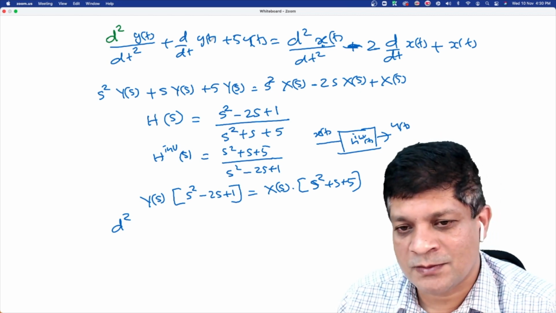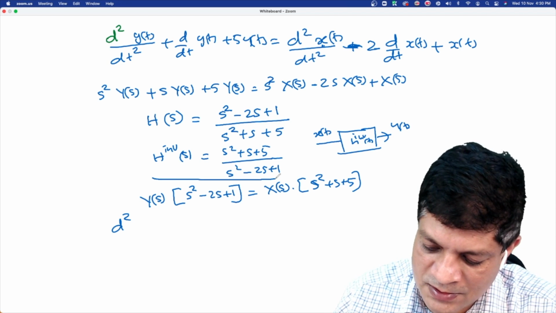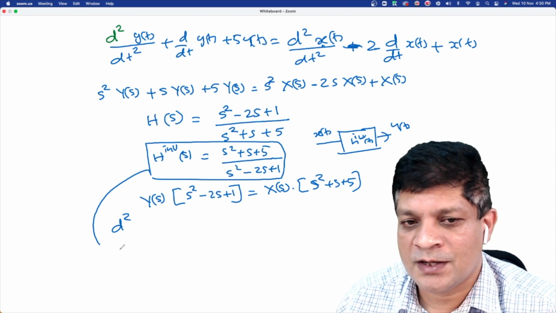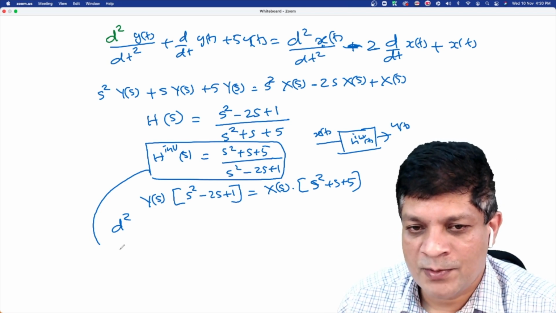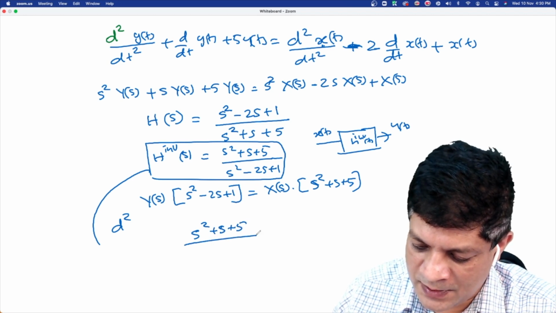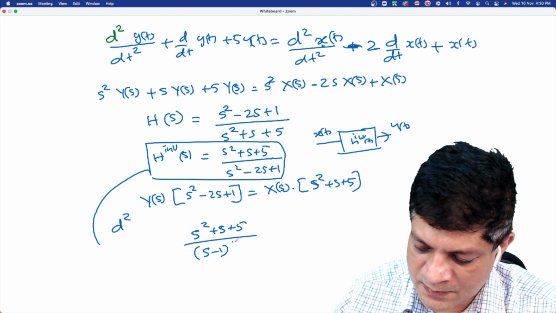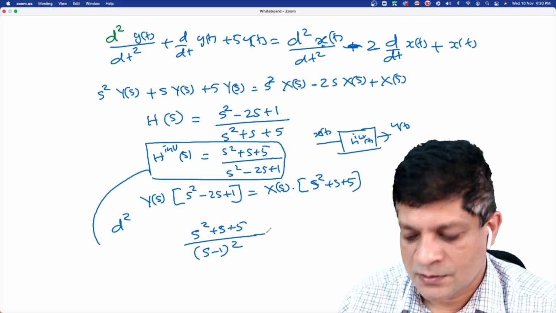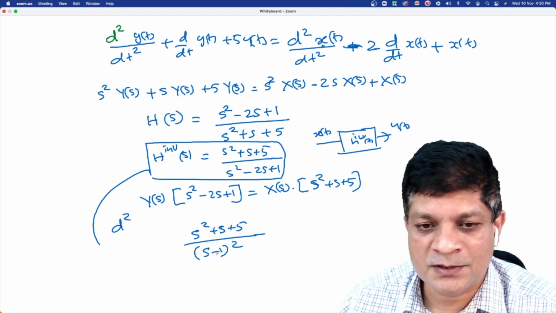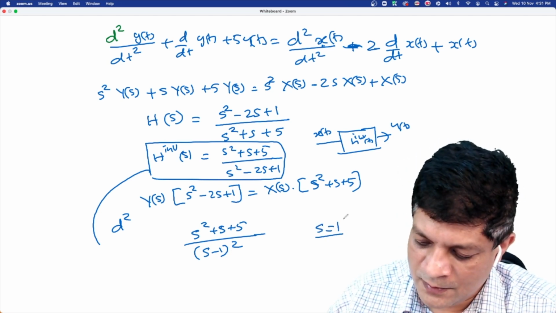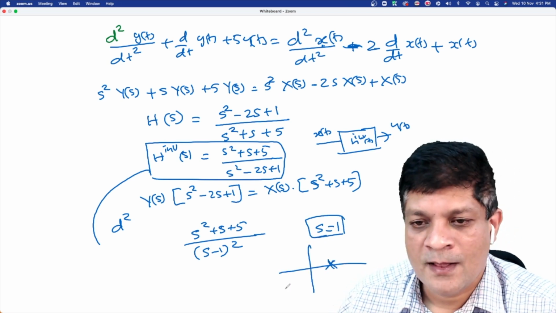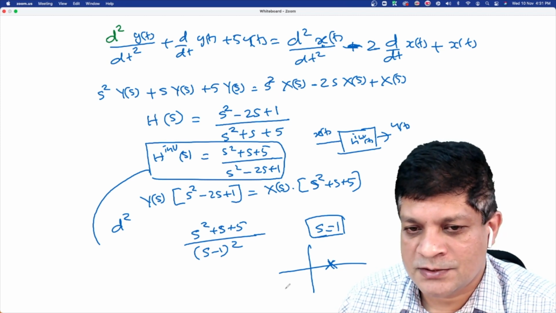Is this inverse system stable and causal? This is the system function. Is it a causal and stable system? How many poles are there? It is s square plus s plus 5 divided by s minus 1, whole square. So where is the pole? At 1. At 1 there is a pole. Okay. So can it be both causal and stable?